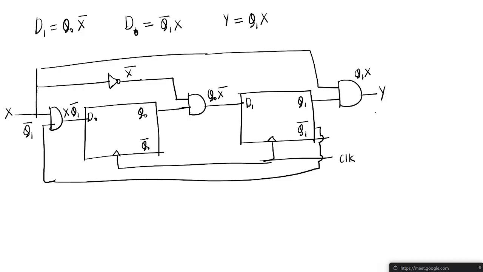From this, you can identify whether this is a Mealy machine or Moore machine. Why? Because the output you are getting depends on the present input and the output of the flip flops, that is nothing but the present state. Did you understand?